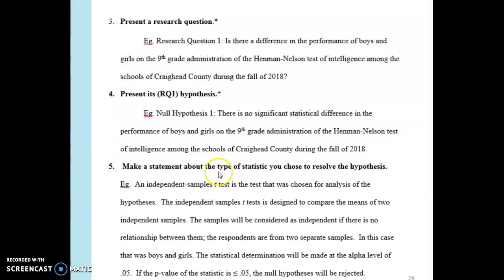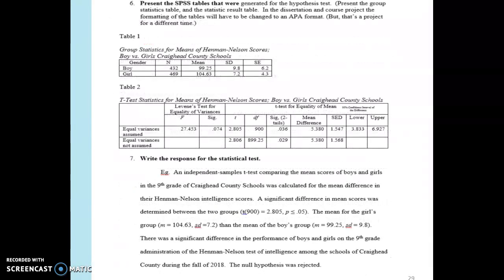Then you're going to make a statement about the type of statistic you chose to resolve your hypothesis. And you can find that information in Cronk. Here's an example of what I did for the t-test and why I chose it for this. You can look at that kind of thing later.